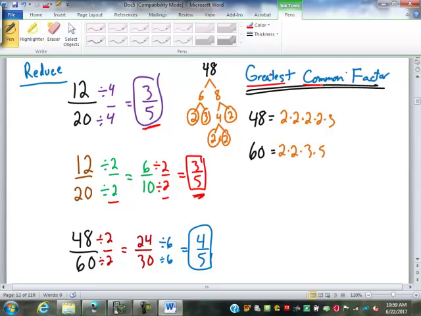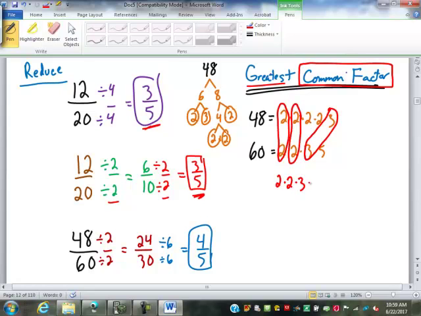Greatest common factor. The key part of that is common factor. What factors are in common? Well, there's a 2 in common. There's another 2 in common. This one has more 2's, but the other one doesn't. But they do have a 3 in common. So my common factors are a 2, another 2, and a 3. 2 times 2 is 4 times 3 is 12.